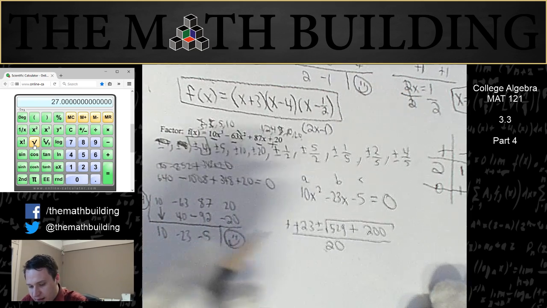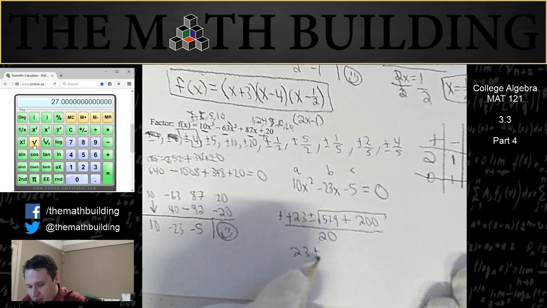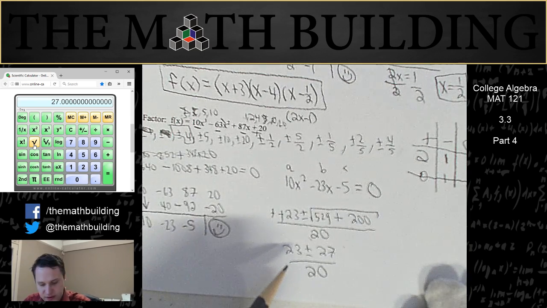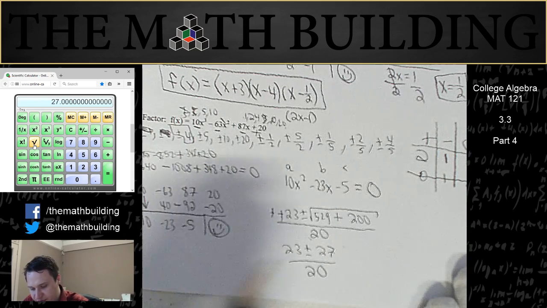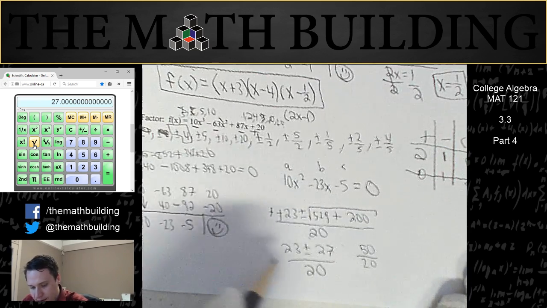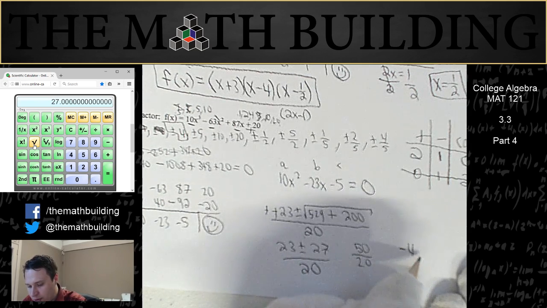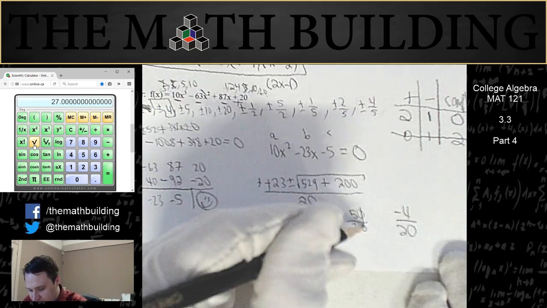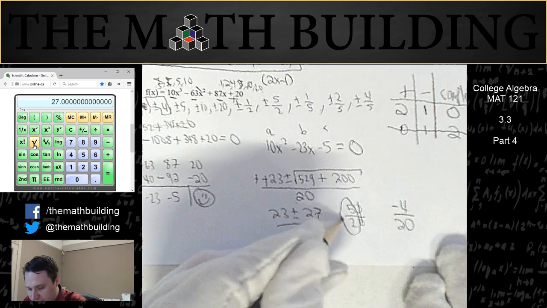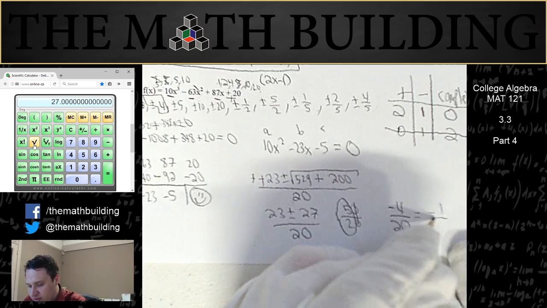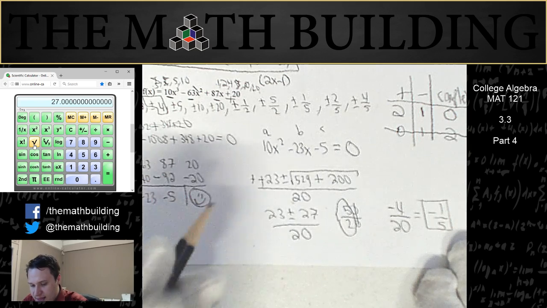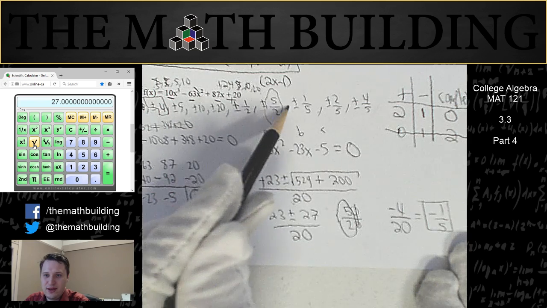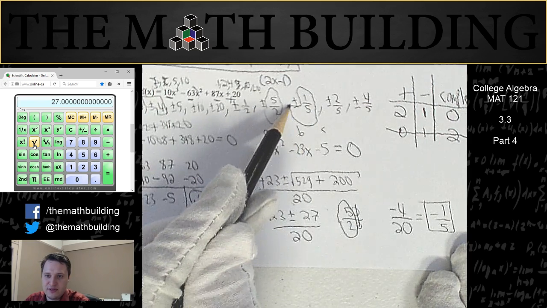So these two negatives become positives. So we've got 23 plus or minus 27 over 20. So that's going to be 23 plus 27 is 50. 23 minus 27 is negative 4. And there you get two fractions. So the zeros cancel, so we get 5 over 2 as one of our answers. And negative 4 over 20 reduces to negative a fifth. And look at that, 5 over 2 and negative a fifth. There's 5 over 2. There's negative a fifth on our list of potential answers.